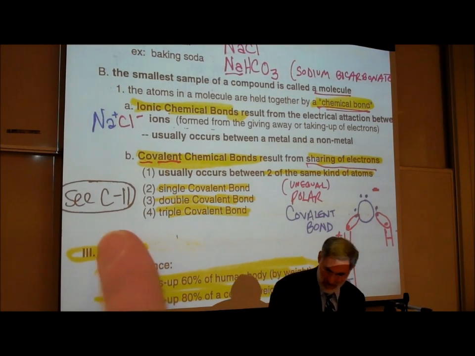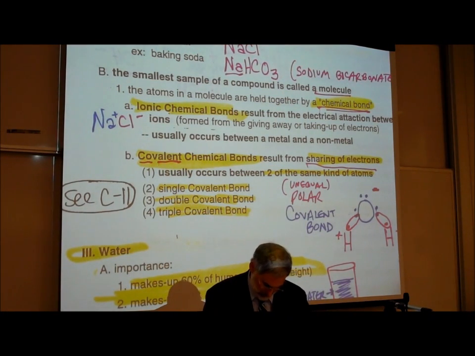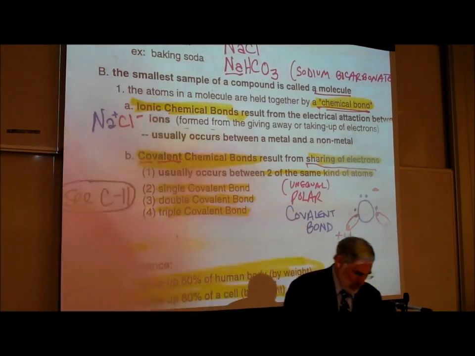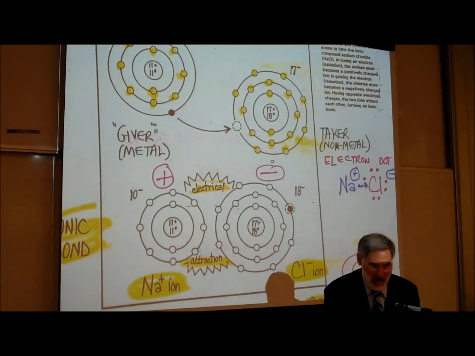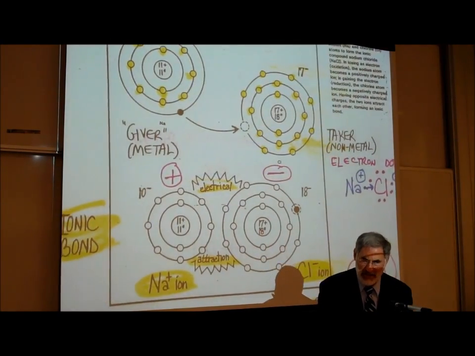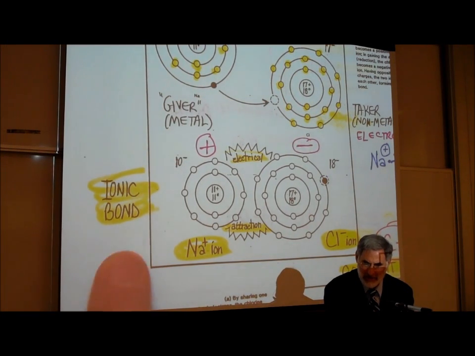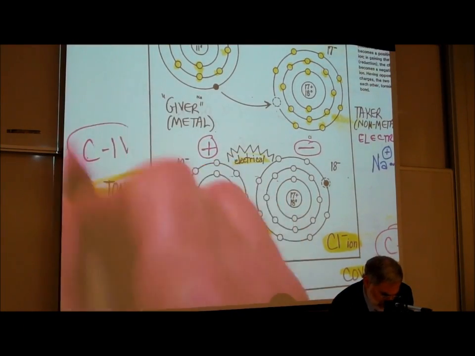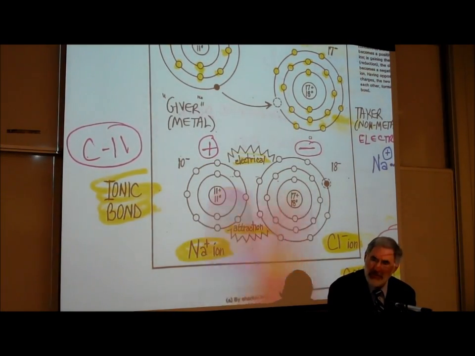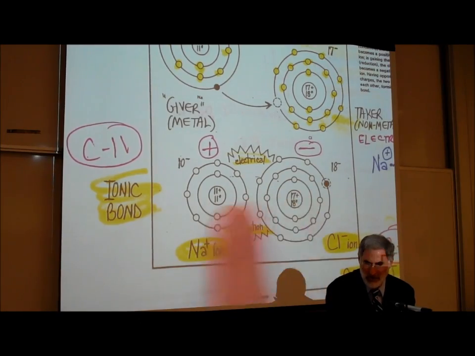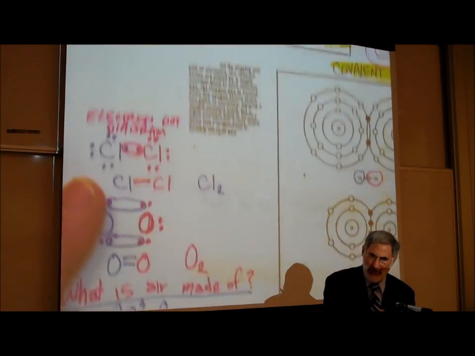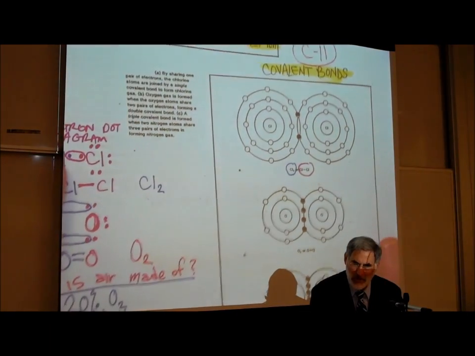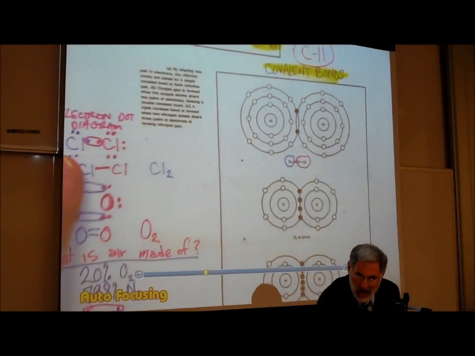So we're going to look at page C11. On page C11, in the upper diagram, we've already covered it. This was showing an ionic bond, the electrical attraction between a giver and a taker, between a metal and a nonmetal, between two opposites. In the lower half of the page, it shows covalent bonds. What are covalent bonds? The sharing of electrons between two of the same kind of atoms.